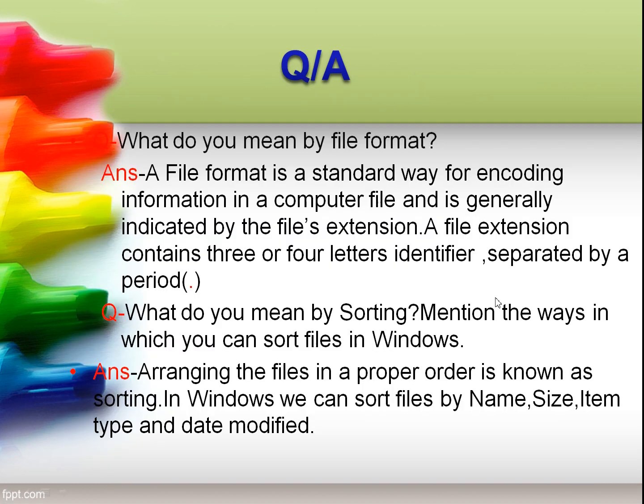Moving further, here are the questions and answers which you need to do in your copy, wherever you did your previous questions of lesson number 2. What do you mean by file format? The answer to which is written over here. What do you mean by sorting? Mention the ways in which you can sort files in Windows. You know that sorting is arranging the files in proper order. And in Windows, we can sort the files by their name, size, item type and date modified.